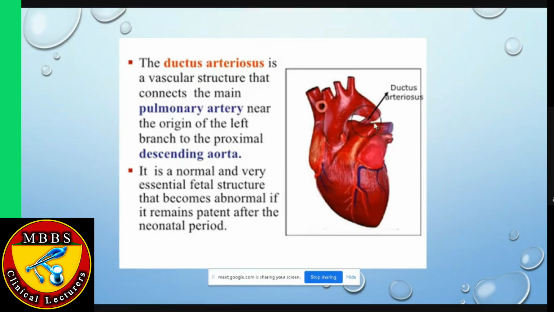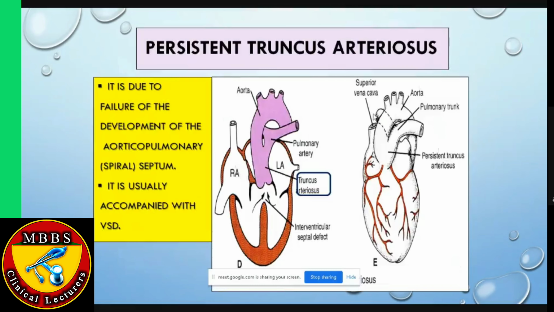Now, we all know that the ductus arteriosus is a vascular structure which simply connects the pulmonary artery, just near the origin of the branch, to the proximal descending aorta. It is a normal structure in the fetal elements, but it becomes abnormal if it remains patent after the neonatal period.